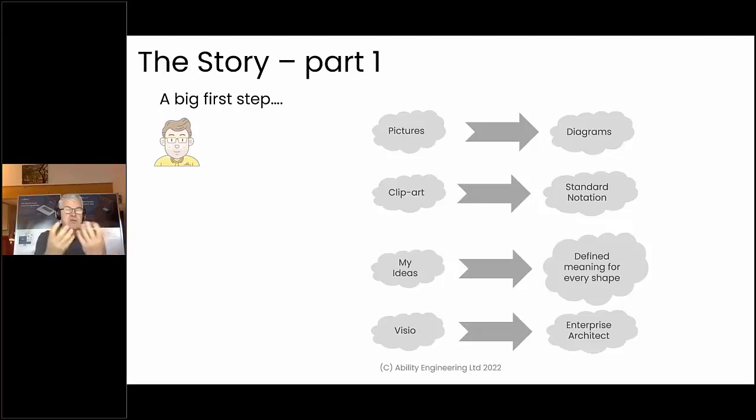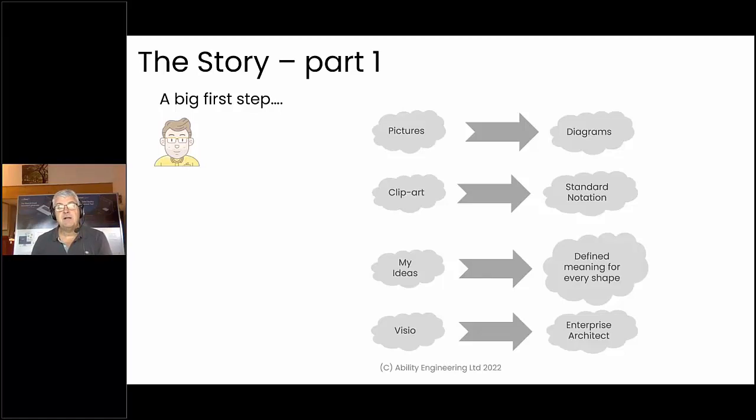Whilst you were drawing your little diagrams in Visio with your own bits of clip art, unless you were there to explain the diagram, nobody else understood it. But if you were there, you could go, hey, this is what I mean. Moving to that world where every diagram means something and stands by itself is a big step.